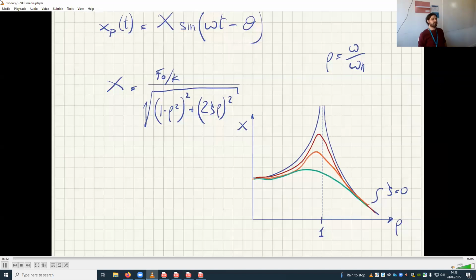So this happens when you have more damping. Now, what do you notice here? Apart from the fact that I'm bad at drawing. What do you notice? You notice that the peaks are not at 1. At each level of damping, the largest amplitude is not when rho is 1. The largest amplitude is when rho is 1 only if zeta is 0. Okay?